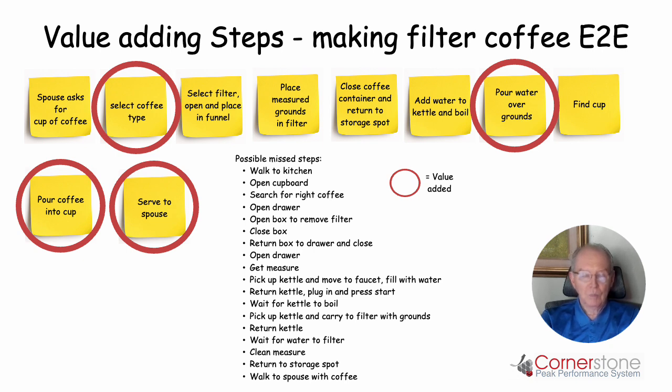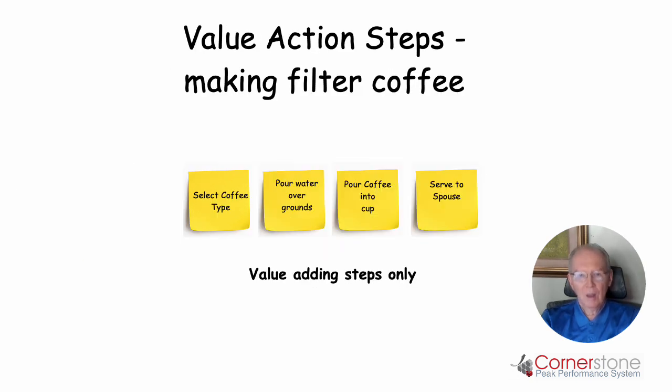Now, your spouse also asks for a cup of coffee. So getting the right type of cup for your spouse is added value. And then finally you serve it, which is delivery. And that's the final step, and that's valued. So these 4 steps, if we put them together, are the value-added steps in the coffee making process.